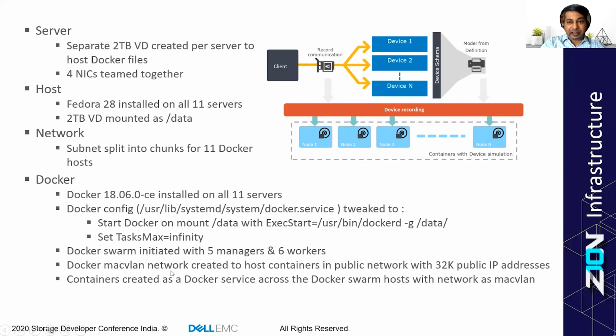Now, one interesting aspect that I wanted to spend a little more time on is the Docker MAC VLAN network. This is something that was introduced in the recent versions of Docker, and what it helped was it essentially provided unique MAC and IP endpoints for each of those containers, and also provided a bridge so that the host is able to reach the containers.